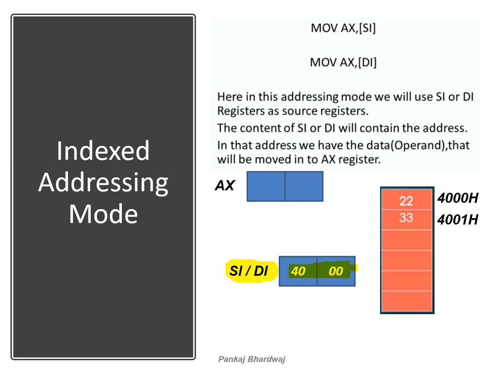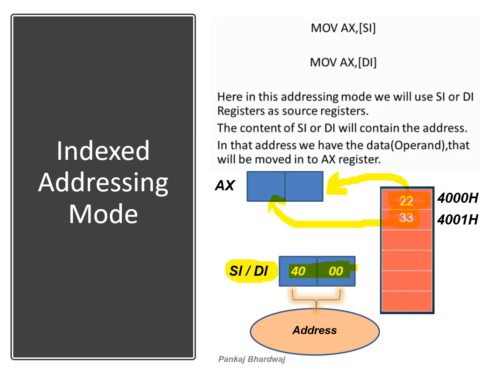Previously in based addressing mode we got the address of these operands from the BX or BP, base pointer and base index registers, but in indexed addressing mode we'll be getting the address of the operands by SI and DI, that is source index register and destination index register. So this 22 will be moved into AL and 33 will be moved to AH, and this SI and DI will be having the address of the memory location in which the operand is available.